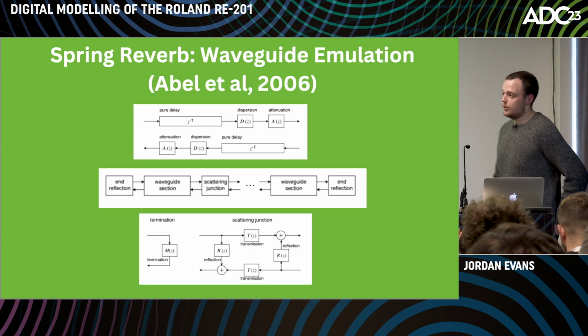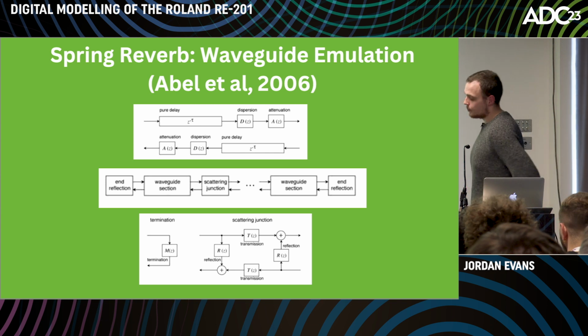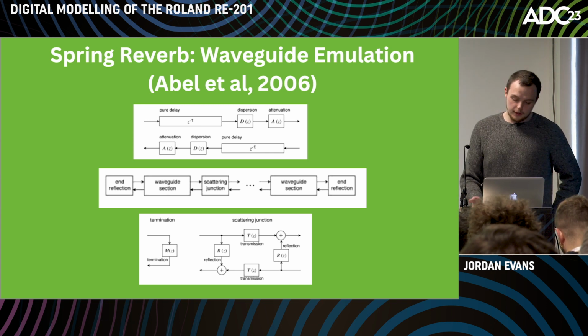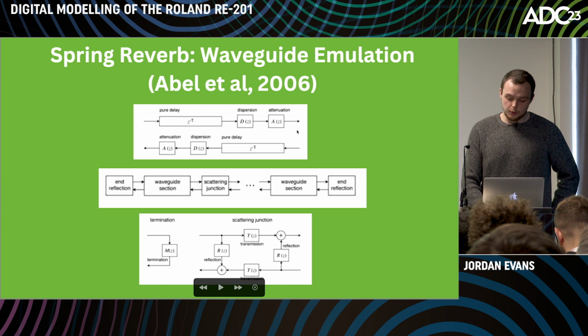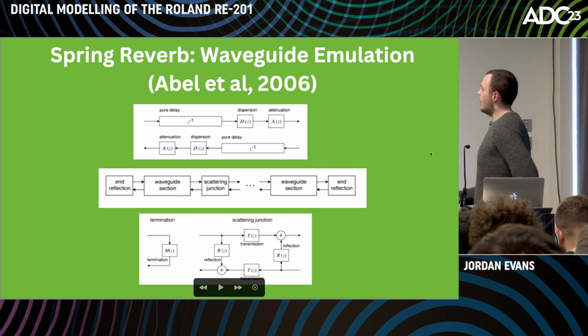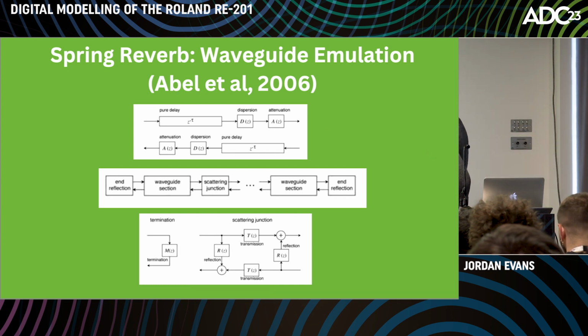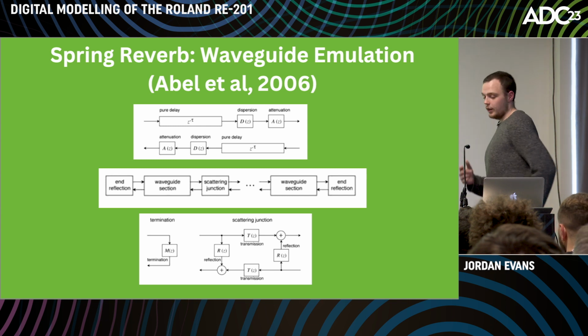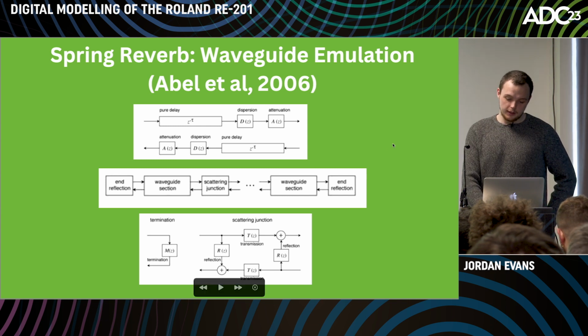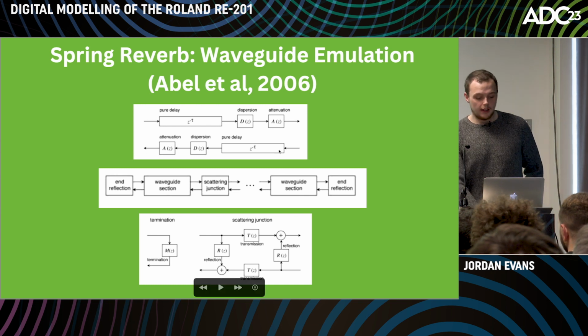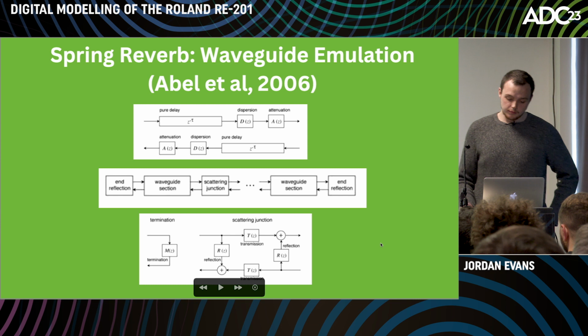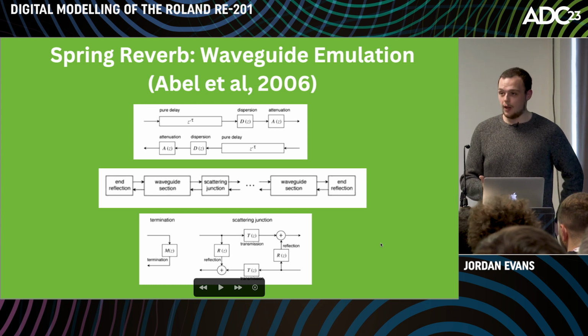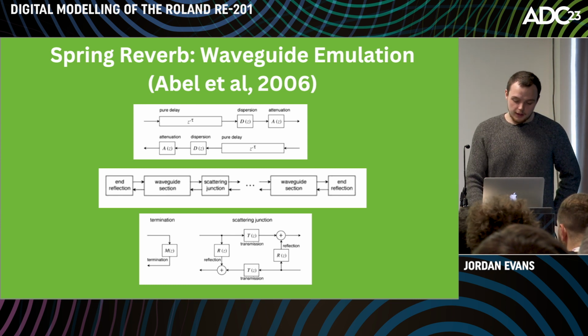So another method we can use is something called a waveguide model. Essentially, we have these things called waveguide sections, and it models the waves going up and down the spring. So we have a delay line going left and a delay line going right. We then use a scattering junction, essentially pushing the waves through the waveguides up and down, left and right.